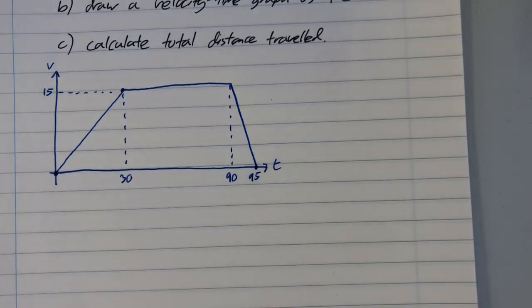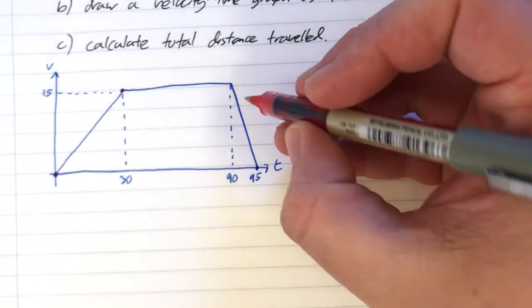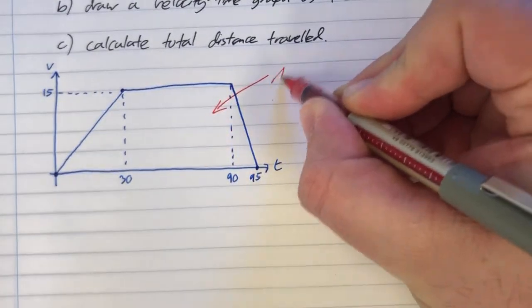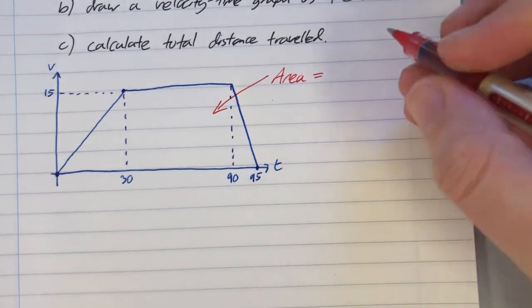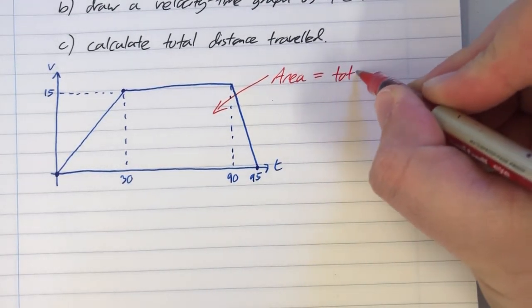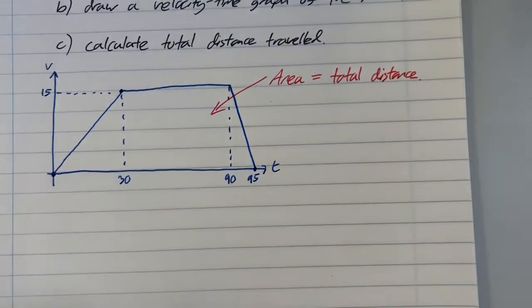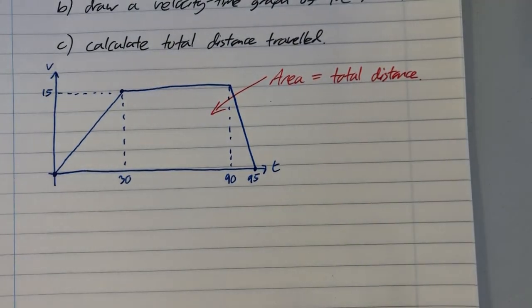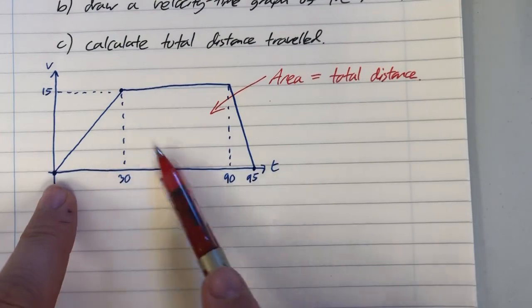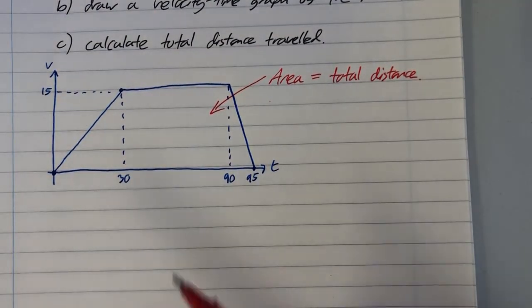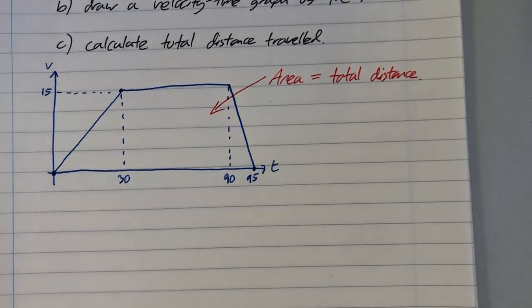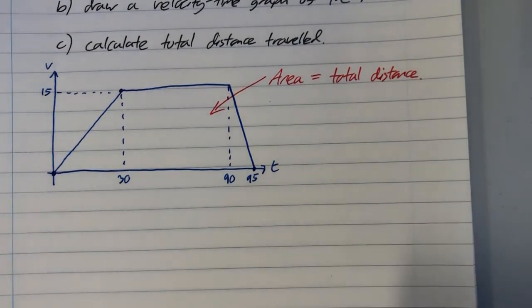Now, I've not talked about how to solve this yet. So the total distance of a velocity time graph is actually just the area. So the area is equal to the total distance. So we just need to add up our polygon. Now, you can split it up into the triangle, the rectangle, and the triangle if you want to, or you can just treat it as one big trapezium. I'm going to treat it as one big trapezium because then that saves on a little bit of calculation.